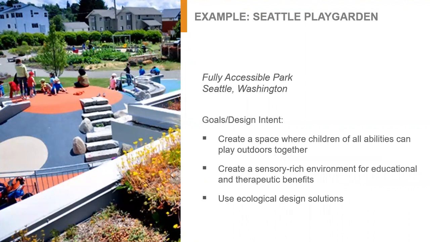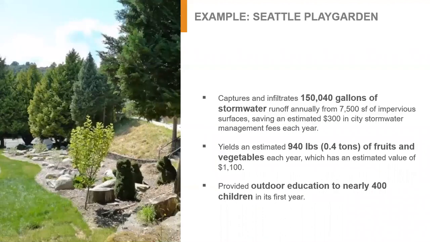So this was a playground designed specifically for children of all abilities to be able to play together in an inclusive play space. Because the designers and contributors wanted to use really cutting edge ideas about child development, they also wanted to create a therapeutic, sensory rich environment, and they were interested in sustainability and using environmental design solutions. So for Seattle Playground, a few of the benefits that we came up with was evaluating stormwater management on site, that ecological ethos of being good neighbors.